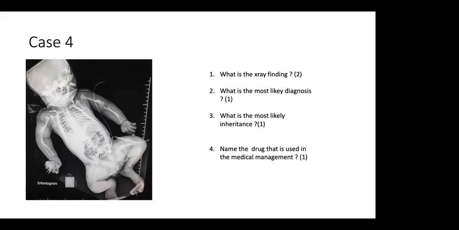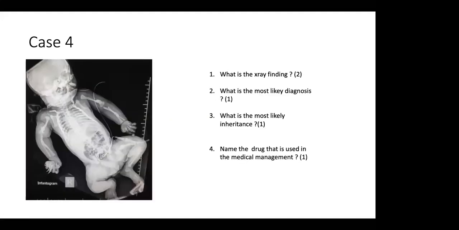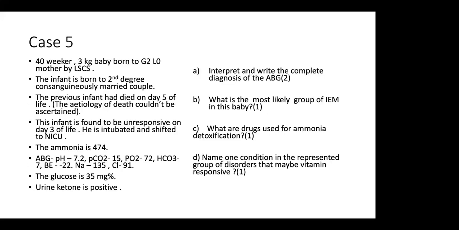Okay, so Sukanya. So the X-ray finding is, you can see that there are multiple fractures in different stages of healing. The most likely diagnosis here is osteogenesis imperfecta, and the inheritance is autosomal dominant. And the drug of choice, like somebody said, is bisphosphonates. Yes, we would start it a little earlier, like around 4 to 6 weeks. And the commonly used one is pamidronate.